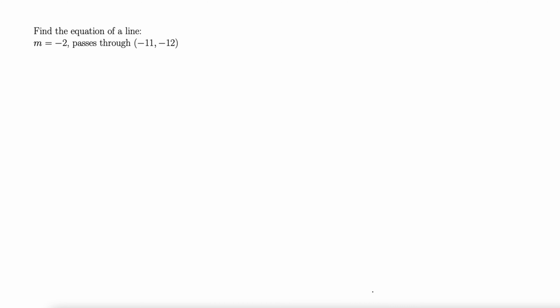A line with slope of -2 that passes through the point (-11, -12). When they just give a single point and it's not the y-intercept, that tells you that we need to use point-slope form, right? Point-slope form. What I mean by that is this equation, y minus y1 equals m times (x minus x1). Okay, that's a good one to internalize.